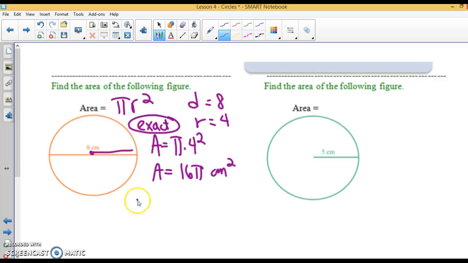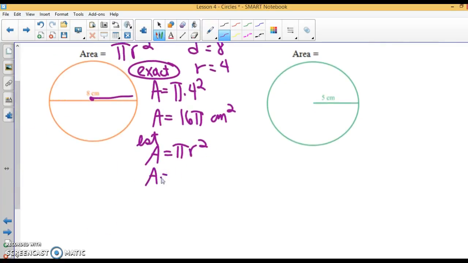That is what we call exact. If you are estimating your area, you're going to do a very similar thing, but for pi, you're putting in 3.14 times r squared. When you do that, you will get 50.24 centimeters squared. The first one is exact. This is an estimate. And anytime you put in any numbers for pi, even if you use the pi button on your calculator, it is an estimate.